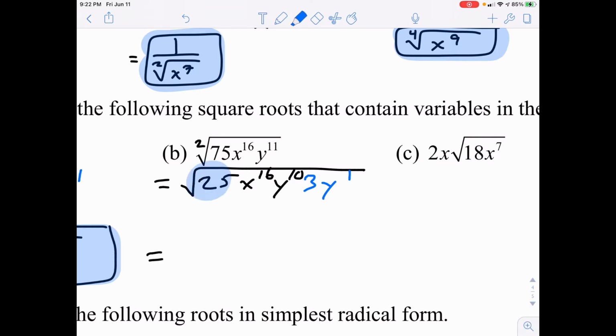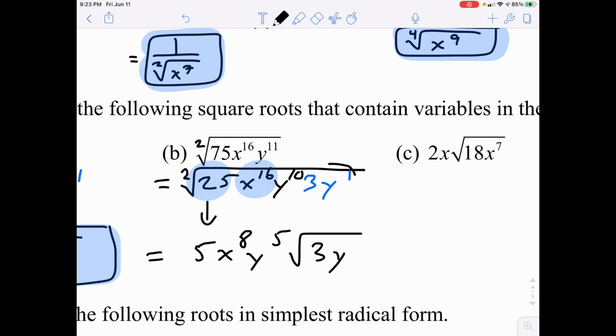This becomes, taking the square root of 25, we get 5. Taking the square root of x to the 16th power, 16 divided by 2 would be x to the 8th power times y to the 5th power. 10 divided by 2 is 5. And then times 3 times y, the square root of 3y.